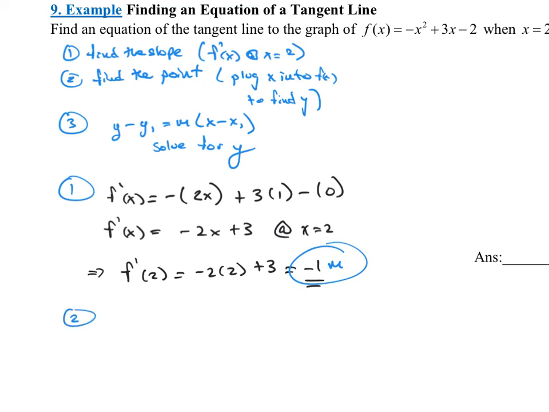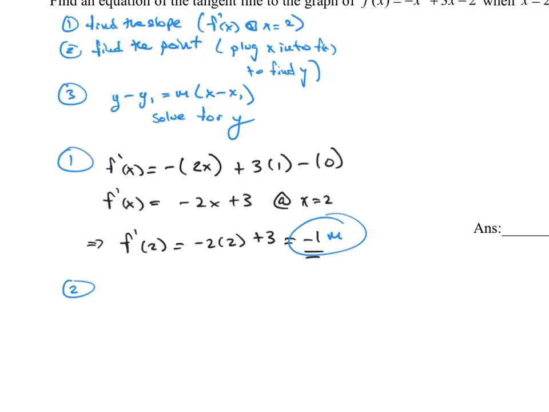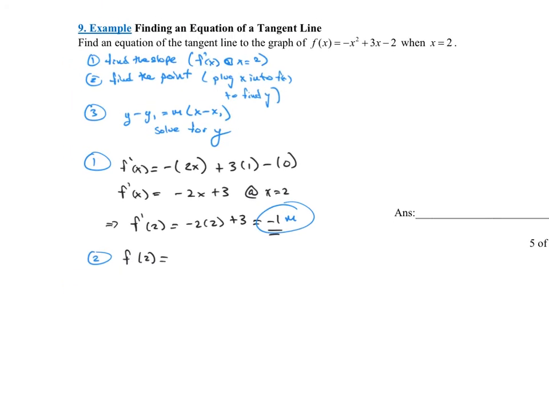Step 2 was to find the point. How do you find the point? Well, you plug 2, the given x value, into the original function, not the derivative, into the original function. So that would be negative 2 squared plus 3 times 2 minus 2. Can't emphasize enough, please use your calculator. Make sure you're using parentheses in the proper place here, or you're going to mess up that negative.